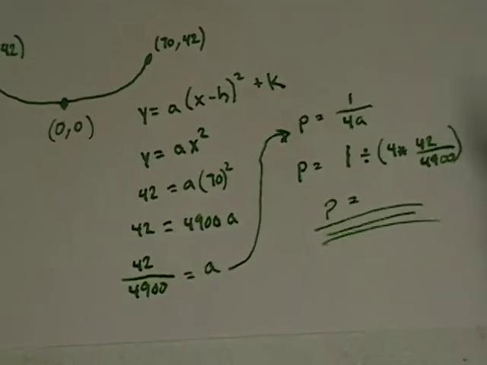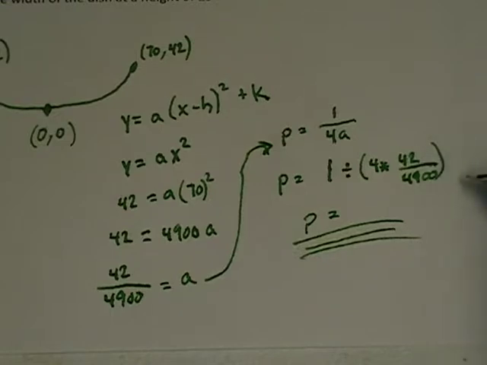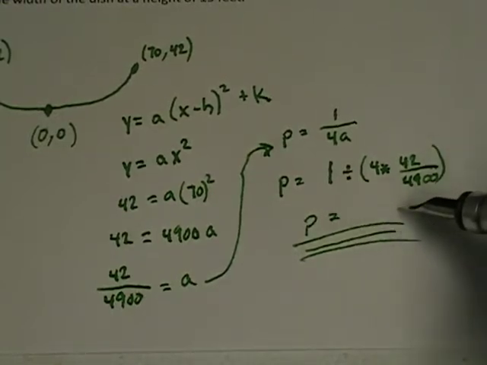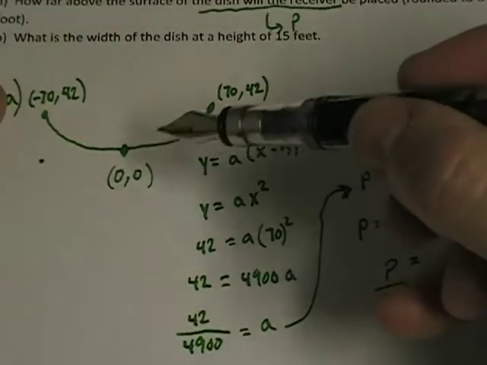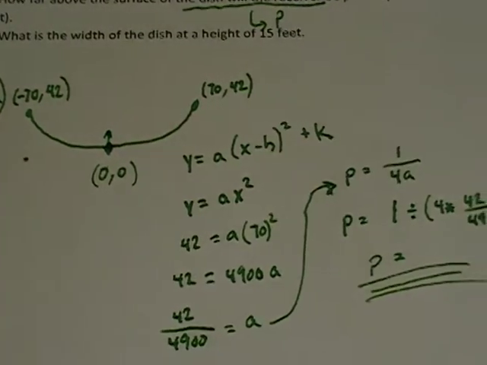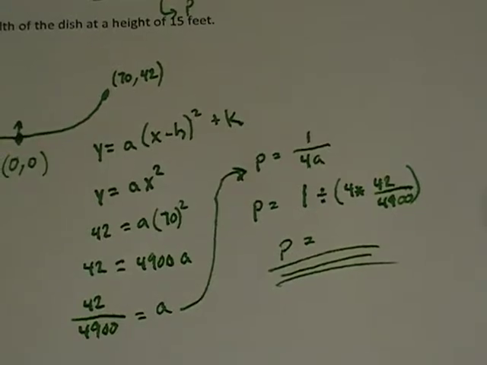Okay? So you'll type that in. 1 divided by 4 times 42 over 4,900. Press equals. And whatever decimal you get, that's your value for P. And that tells you how far above that dish to put this thing here. Okay? That's all you do.